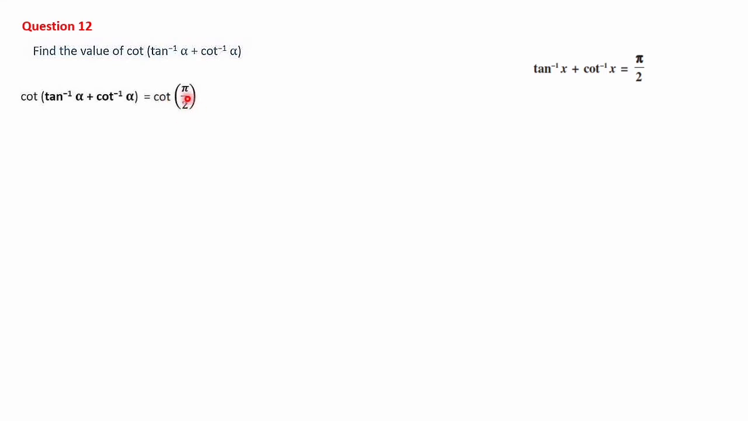Then cot of pi by 2. Cot pi by 2 means pi is 180, 180 by 2 is 90. So cot 90 value is 0. Directly we can write cot 90, the value is 0. So the answer is 0.